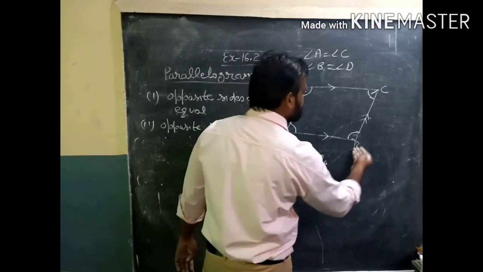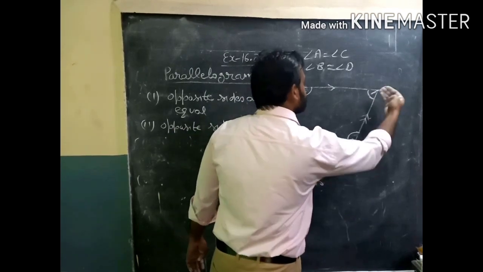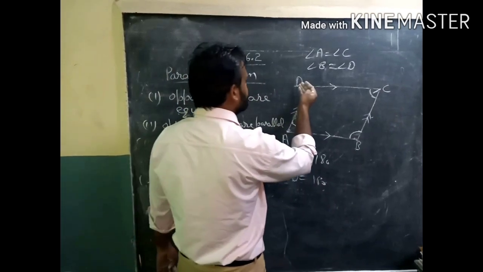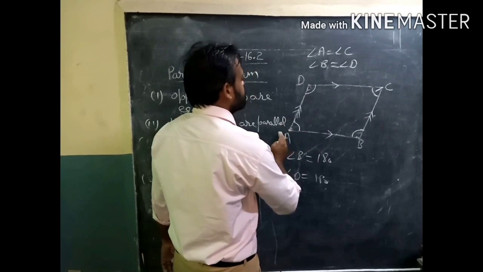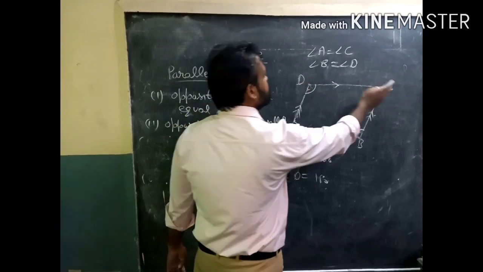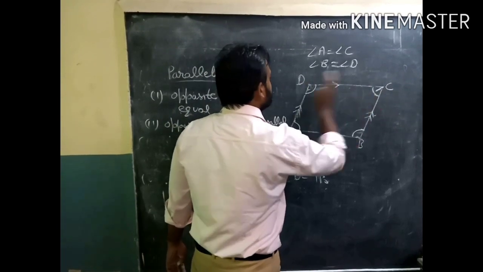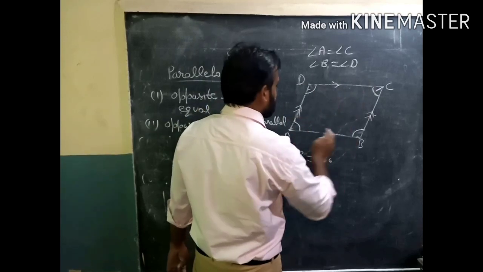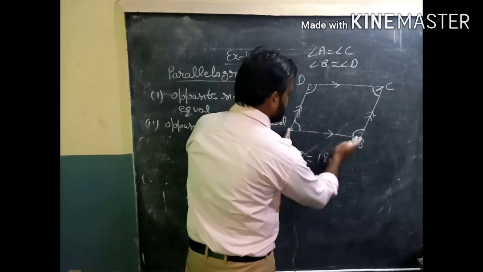Or if we are taking angle B with C, then the sum of B with C is also 180. And if we are taking angle D, then the sum of angle D with A is also 180. And if we are taking angle D and C, then the sum of these two angles is always equal to 180. So basically we have to take only the adjacent angles, meaning the neighbor angles.